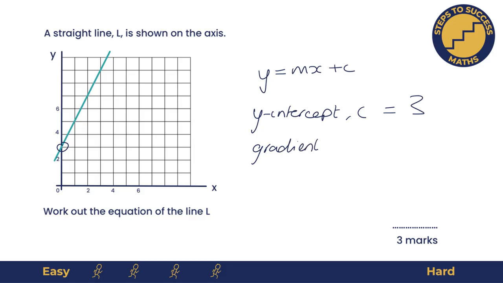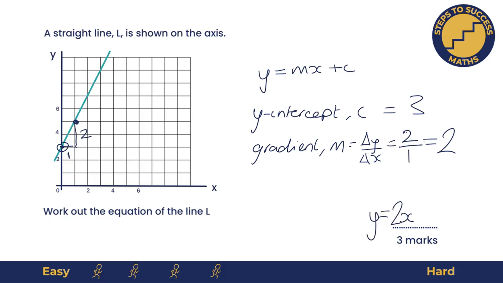So to find the gradient, we draw a triangle on. Always pick whole corners of the squares, whole points. So I'm going to pick here at 0, 3, and then here at 1, 5. And I can see it's 1 across and 2 up. So the gradient is the change in y over the change in x. The y bit is the up bit, so that's 2, and the x bit is the across bit, so that's 1. 2 divided by 1 is 2, so the gradient is 2. y equals 2x plus 3.